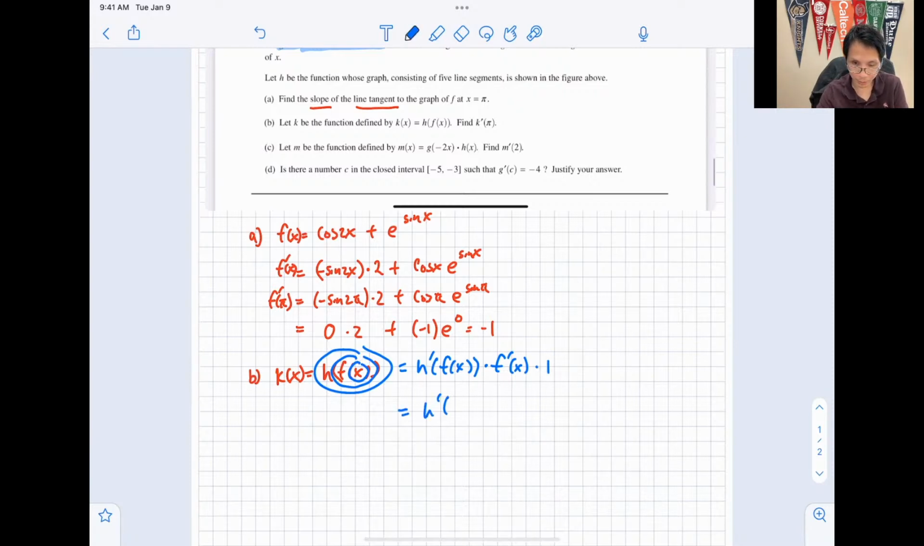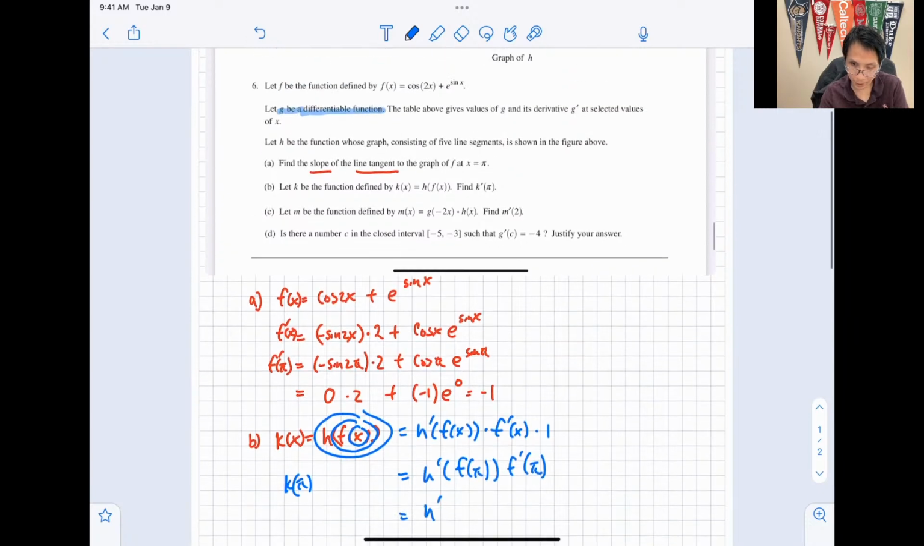So it's going to be h prime. We want to find out k prime of pi, right? k prime of pi is equal to h prime of f of pi times f prime of pi. I don't need to write the 1 anymore. So h prime of f of pi. f of pi, we're going to go back and plug into the original equation. So f of pi is equal to cosine of 2 times pi plus e sine of pi.